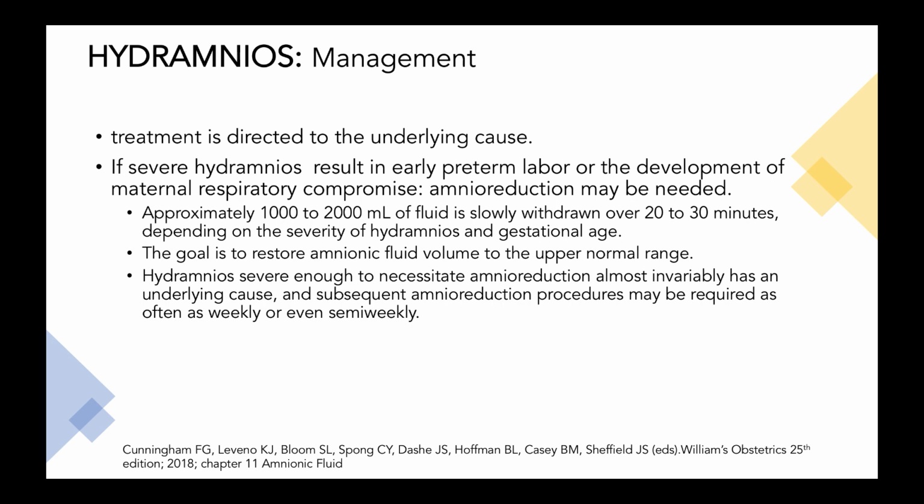How do we manage polyhydramnios? Well, treatment is directed to the underlying cause. If severe hydramnios results in early preterm labor or the development of maternal respiratory compromise, then amnioreduction may be needed. So how do we do amnioreduction? Approximately 1,000 to 2,000 ml of fluid is slowly withdrawn over a period of about 20 to 30 minutes, depending on the severity of hydramnios and gestational age. The goal of amnioreduction is to restore amniotic fluid volume to the upper normal range.